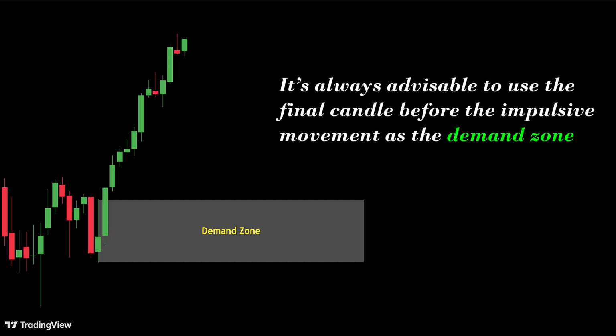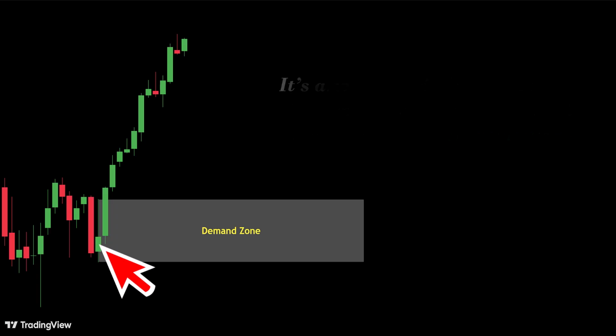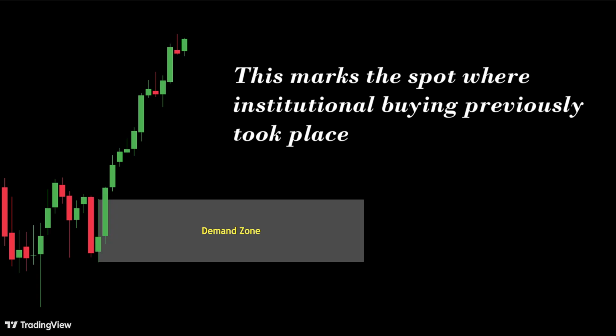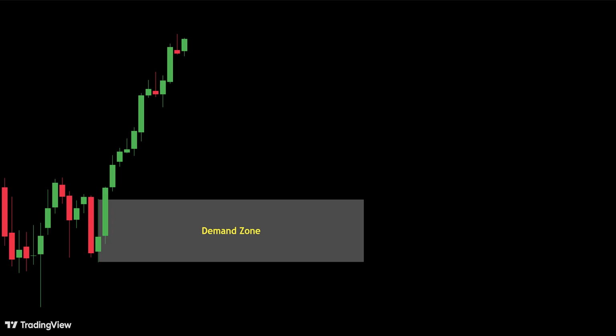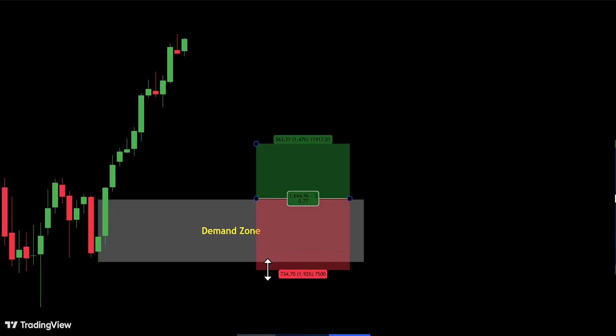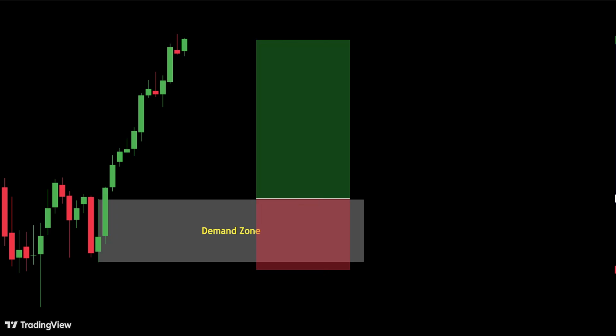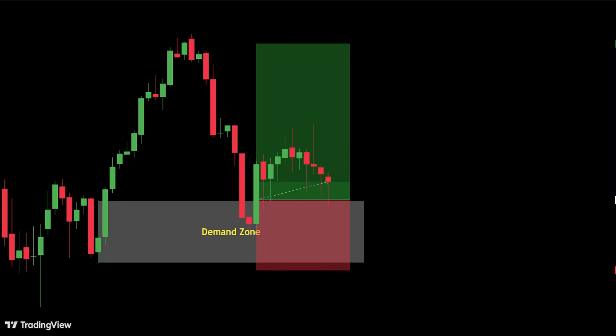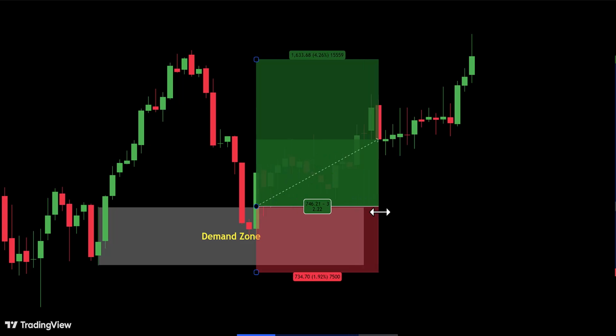Normally, it's always advisable to use the final candle before the impulsive movement as the demand zone. I often look for a sideways candle with wicks on both ends and minimal movement right before the price surges upward. This marks the spot where institutional buying previously took place. So many large players placing huge orders, driving prices sharply away. Because this is seen as a discounted price, we expect buyers to step in again if the price returns here. So we would look to buy when the zone gets retested, anticipating another wave of strong buying.